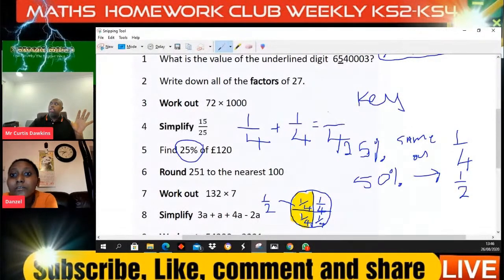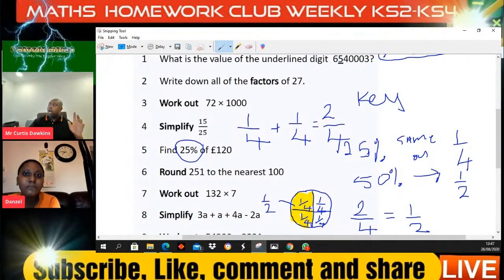So here, this is 2 over 4. And 2 over 4 is the same as a quarter. No, not a quarter. 2 over 4 is the same as a half. Look, a quarter plus a quarter equals a half, because it's 2 over 4.